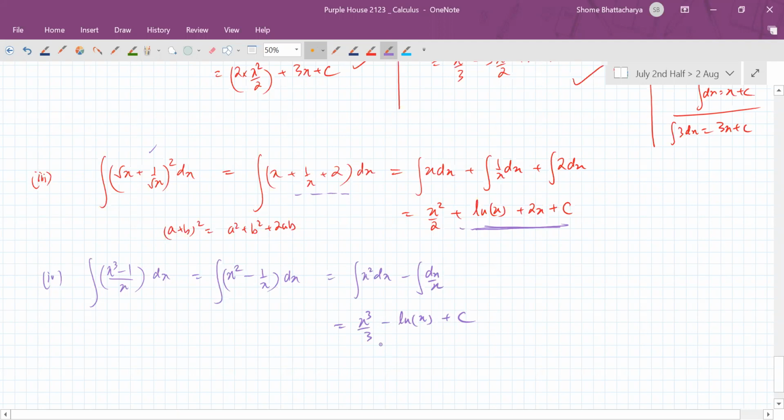Can you read the third question's answer once? Only the answer. x square by 2, plus natural log of x, that is ln x, plus 2x plus the constant c. Okay, sir. The integration of x is x square by 2, integration of 1 by x is ln x. And the third term is constant, no? So it's a linear function. So integration of 2 dx is 2x plus c.